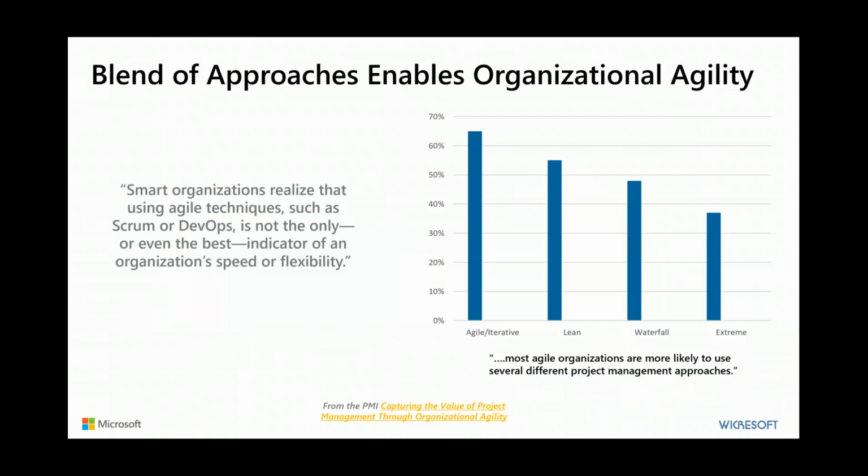So Gartner, or actually the PMI, found that agile or waterfall or more traditional approaches aren't necessarily one better than the other. But smart organizations realize that using agile techniques is not the only or even the best indicator of an organization's speed or flexibility. Most organizations are going to have a need to do multiple approaches within their organizations in order to be effective, because different things call for different approaches.